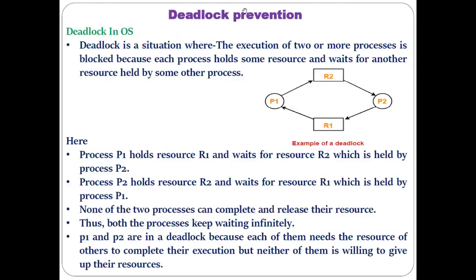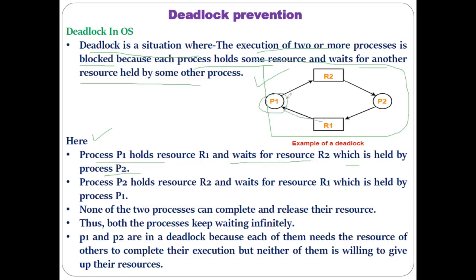Already in the last lecture we discussed the concept of deadlock. Deadlock is the situation where the execution of two or more processes gets halted or blocked, because each process holds some resource and waits for another resource which is held by some other process. Same thing we discussed last time with different examples, and I have also shown you here. In this figure you can easily see process P1 holds resource R1 and waits for resource R2, which is already held by process P2. So process P1 is holding R1 and is waiting for R2 to complete its processing, but R2 is already held by P2. In a similar way, process P2 is holding R2 and requesting R1, but R1 is already allocated to P1.